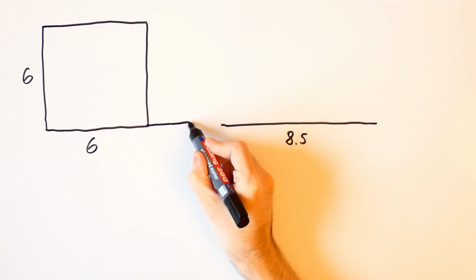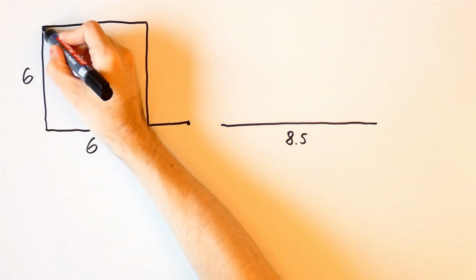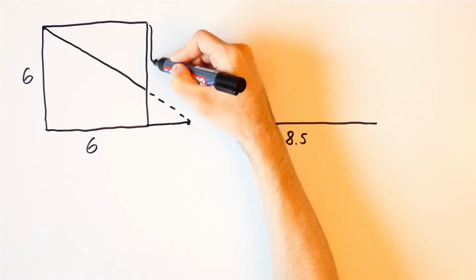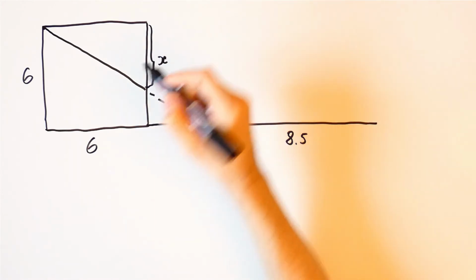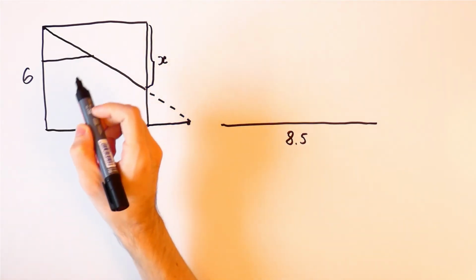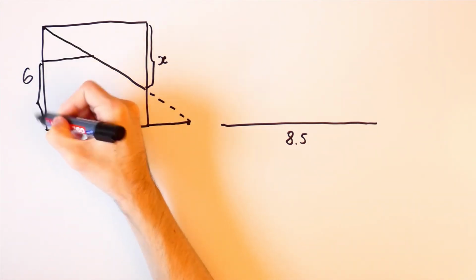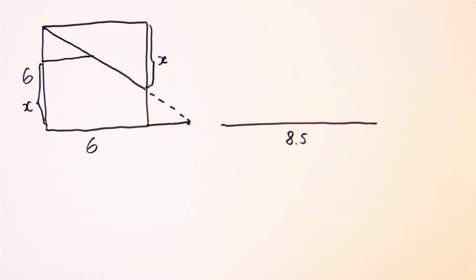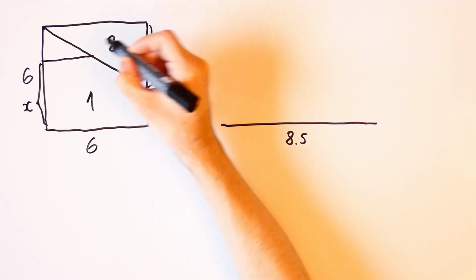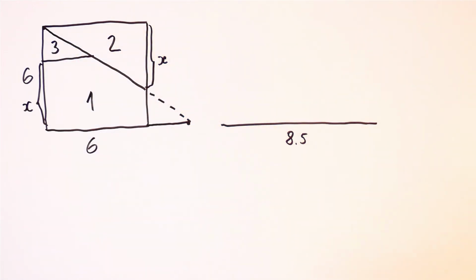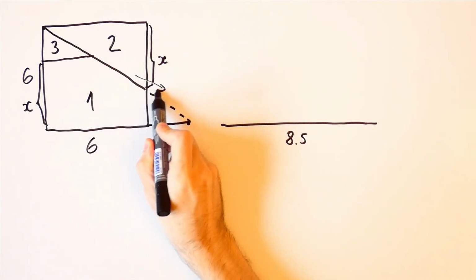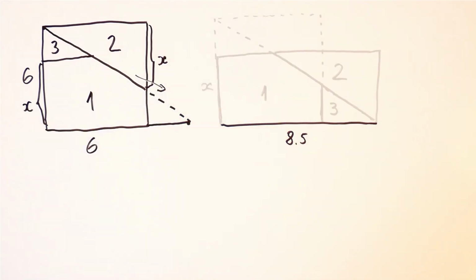And now we'll draw a line that connects these 2 points. If this length is equal to x, then we'll draw a horizontal line so that this is also equal to x. Let us denote these parts by 1, 2, and 3. If we slide parts 2 and 3 in this direction, we will get the rectangle that we want.